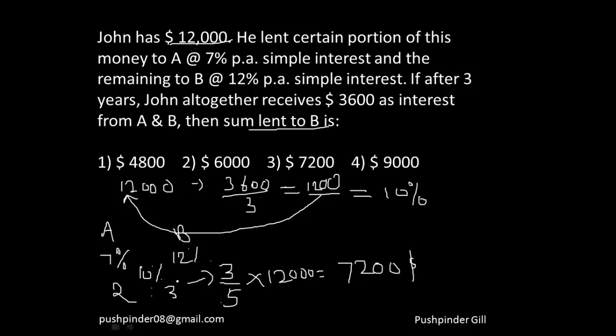So whenever two things mix, they mix in a certain ratio. That ratio is given by: keep the first thing here, keep the second thing here, keep the overall thing here. This would be 12 minus 10, 2; 7 minus 10, 3. Just take the positive value. So it got divided in the ratio 2 to 3.